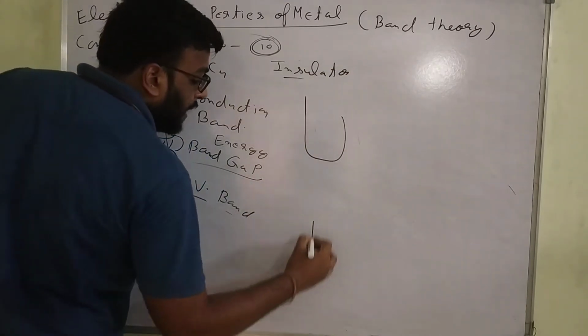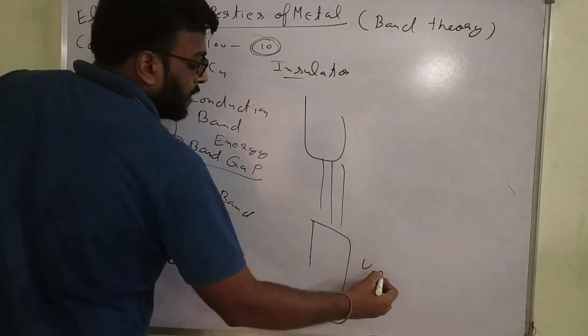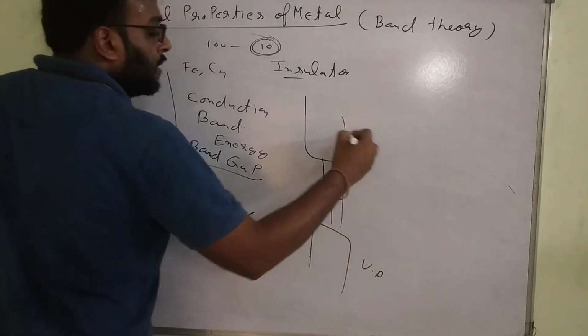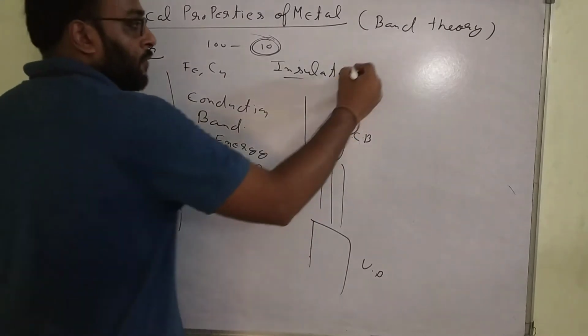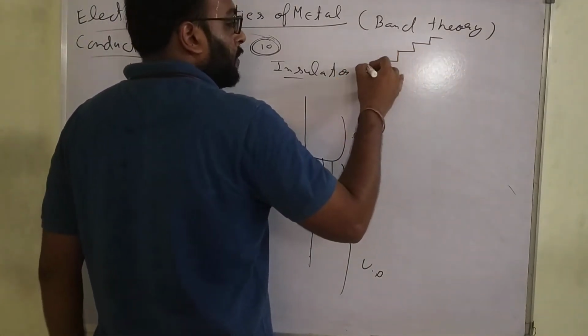The band gap is very high. This is the valence band, and this one is the conduction band. The band gap is very high. Suppose I have to jump from here to here. It is like this. I have to jump from here to here.